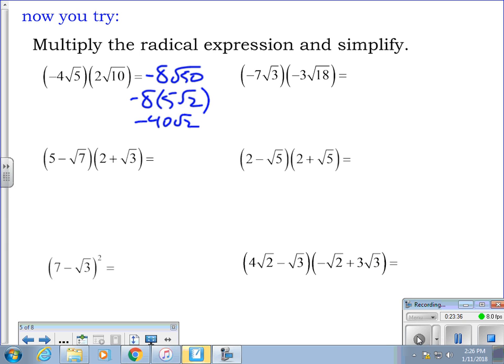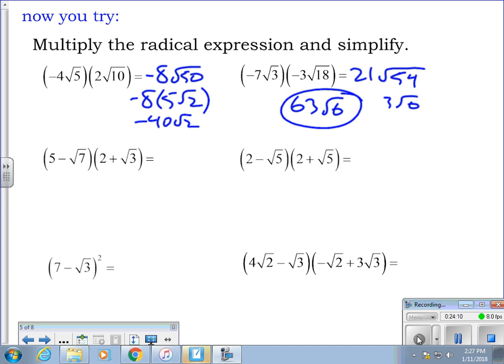Okay. Same thing on the next one. Multiply it out. 21 root 3 times 18. 54? Thank you. I'm trying to do it in my head. Is 54 simplifiable? Yes, 54 is 9 times 6. So this becomes 3 root 6. So 21 times 3 is 63 root 6. Is my final answer.